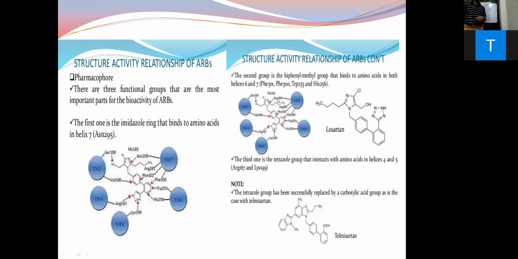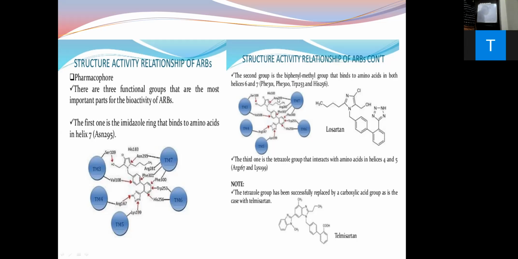What are the amino acids that are shown? They are amino acids which are present in your receptor at the particular site. If you see the structure, it contains an imidazole ring. That is the first thing that you have to consider. So this binds to the helix in your receptor. The imidazole contains positions 1, 2, 3, 4, 5.